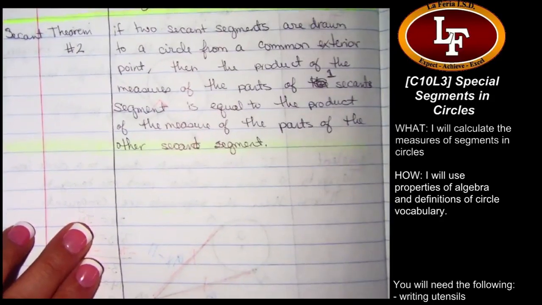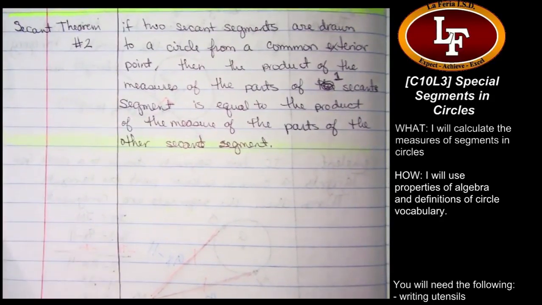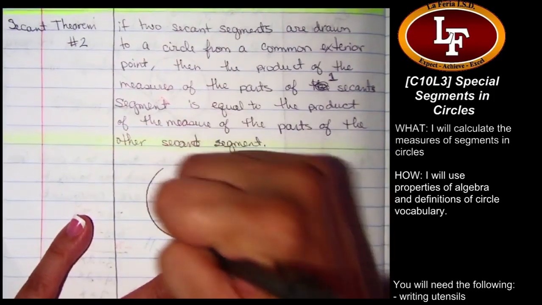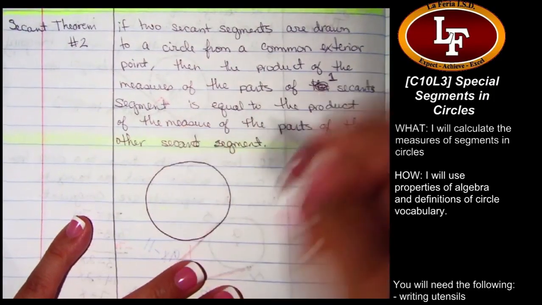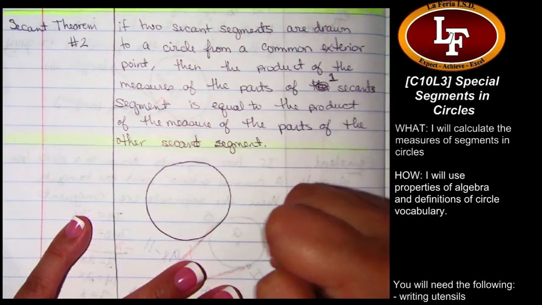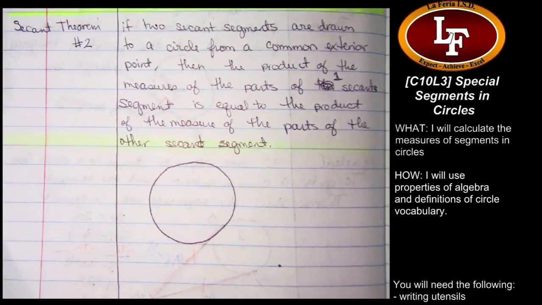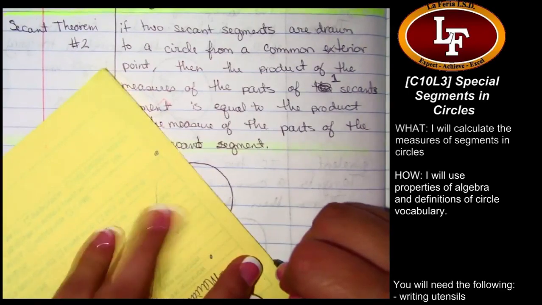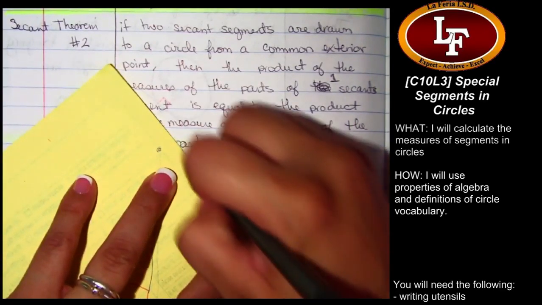All right, let's go ahead and give this a draw. Our setup says if two secant segments drawn to a circle from a common exterior point. So I need a circle, I need two secants, and I need those secants to come from some point outside of the circle. All right, so start with your badly drawn circle. Have some point outside of the circle. And then we're going to draw some secants from that point.